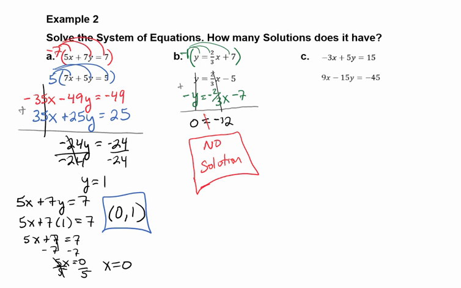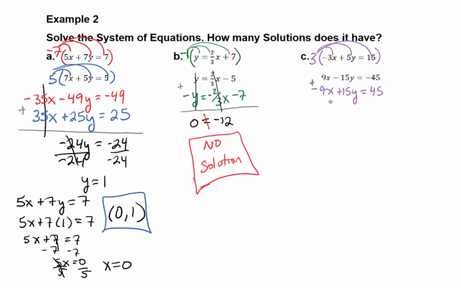So here, we're going to go ahead and make our x's match. We're going to multiply our entire top equation, not by 9, that'd be way too much, but by a 3, because 3 times 3 is 9. We're going to go ahead and distribute that to all three pieces. That's going to give us a negative 9x plus 15y equals 45.